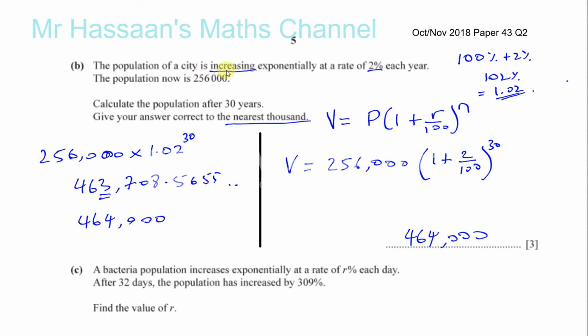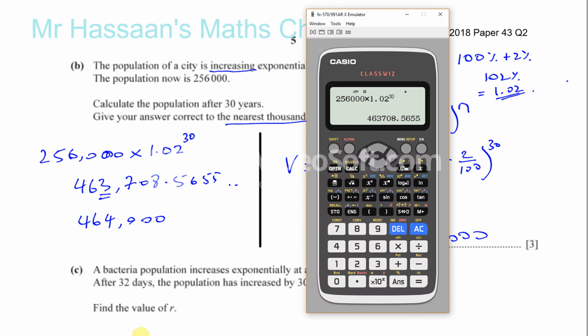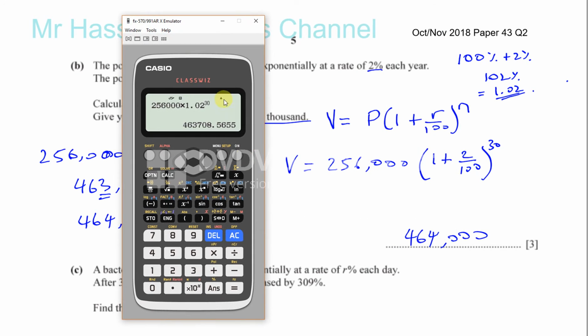Okay, if it says increase, this says 1 plus. If it says decrease, it will be 1 minus here. Okay, that will make the value get less. And of course, that will give you exactly the same value. I'll just illustrate that for you. So you have 256,000 times 1 plus 2 over 100, close the bracket, to the power of 30.